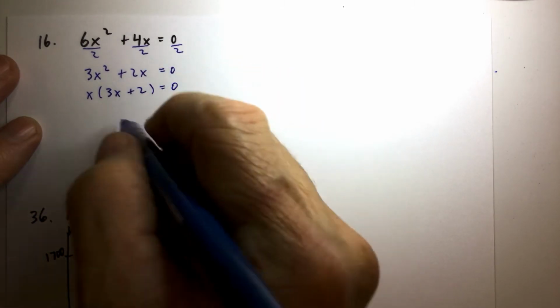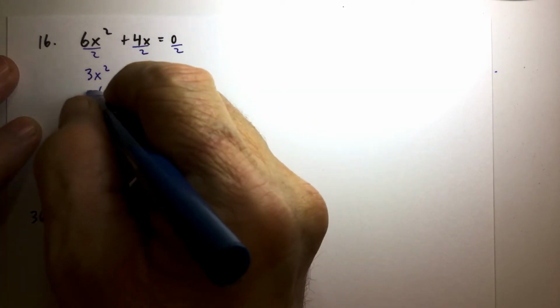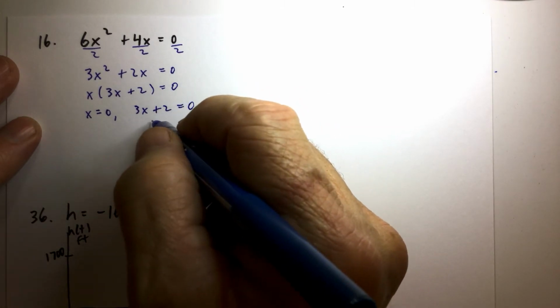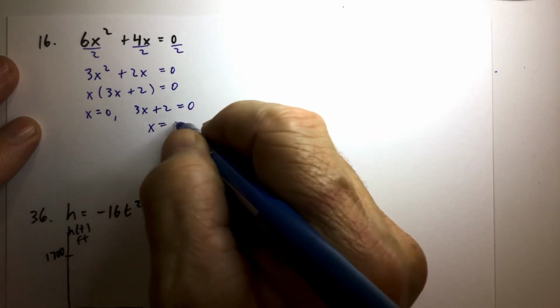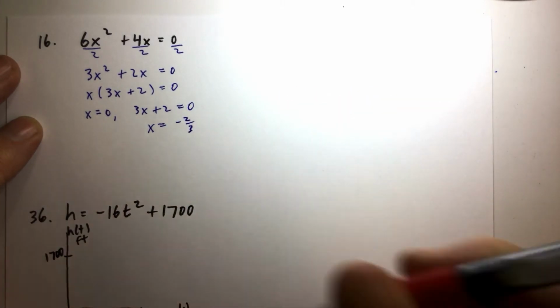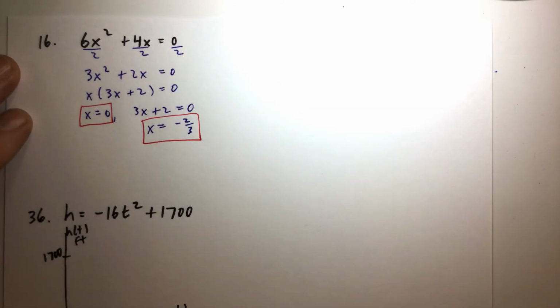Setting each factor equal to 0, we get x equals 0 because x is one of the factors. That's an okay thing to do. Subtracting 2 and dividing by 3 gives us x equals negative 2/3. And so we have two solutions to this equation, x equals 0 and x equals negative 2/3.